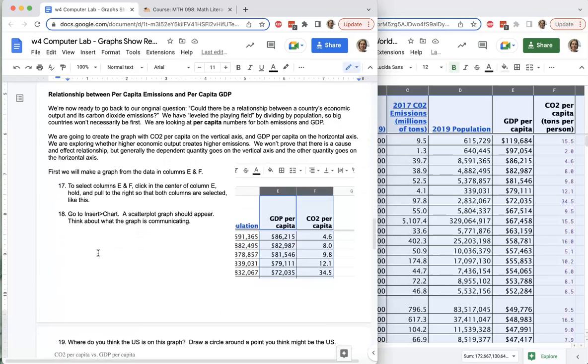Relationship between per capita emissions and per capita GDP. Is there a relationship between these two? Do you think that richer countries have higher emissions? That's what we're going to investigate. And we're not just going to get mad at the big countries because we've divided by the number of people. That's what per capita does. So we're going to make a graph with the data in columns E and F.